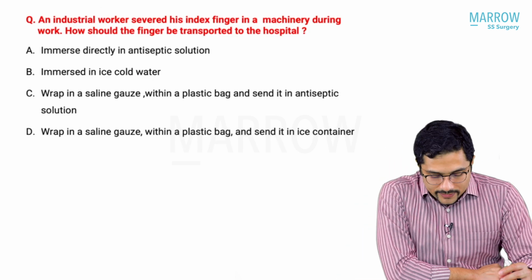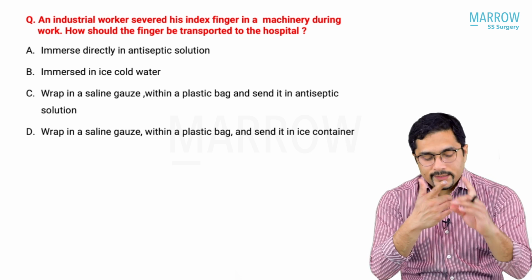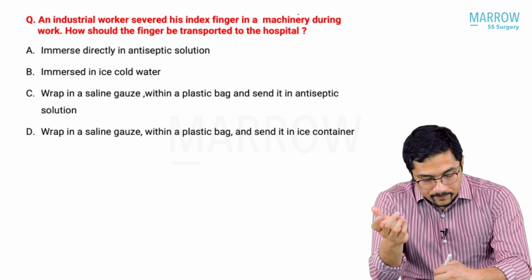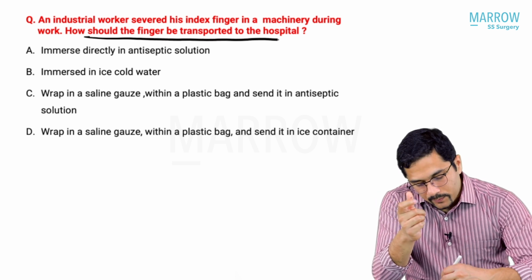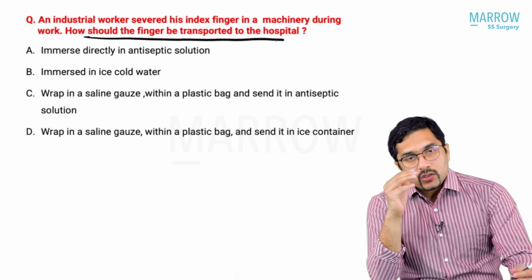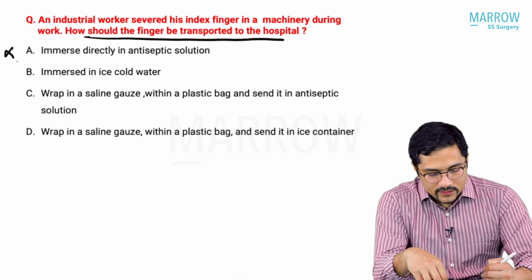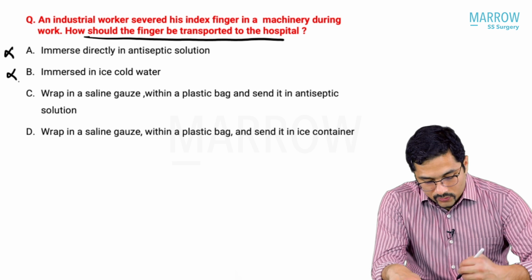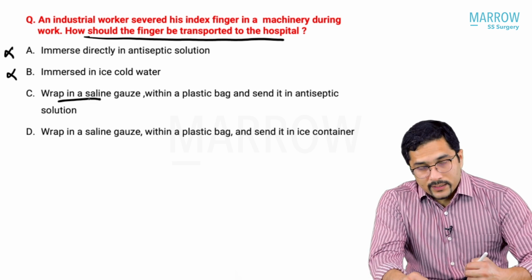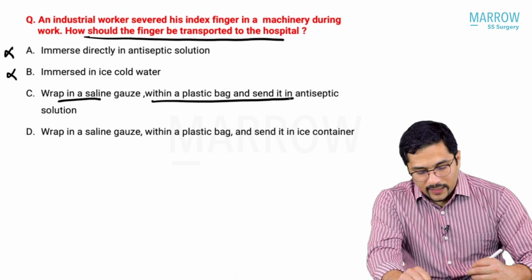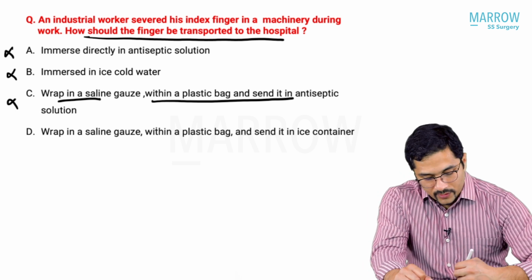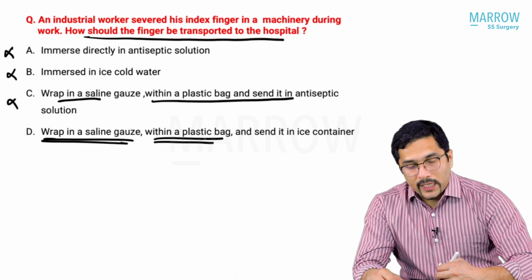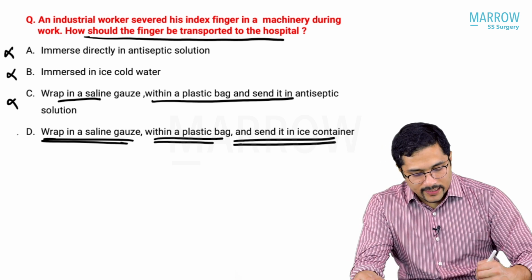Now, the common sense question was that an industrial worker has severed his index finger in a machinery during work. How should the finger be transported to the hospital? Should we directly immerse it in antiseptic solution? No. Immersed in ice cold water? No. Is it wrapped in saline gauze within a plastic bag and sent in aseptic solution? No. It is wrapped in saline gauze, put within a plastic bag and then sent in an ice container.